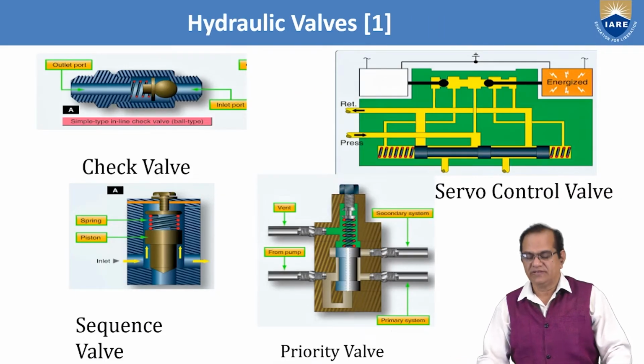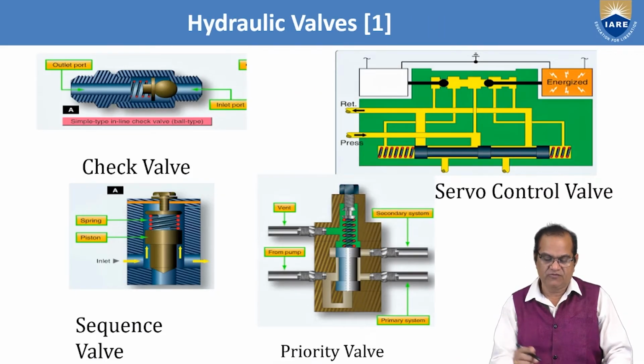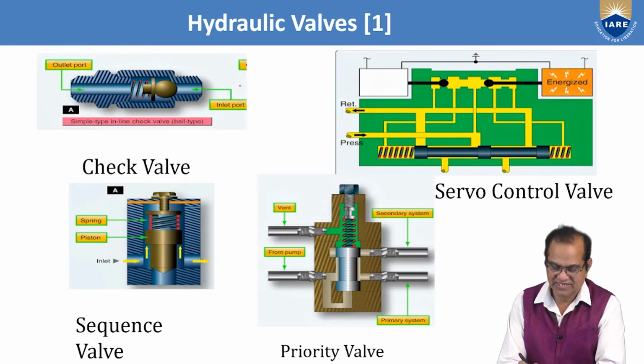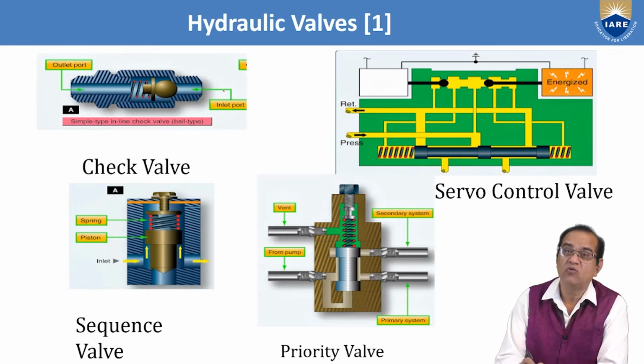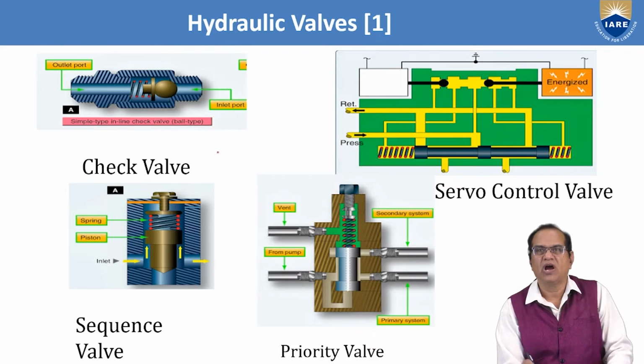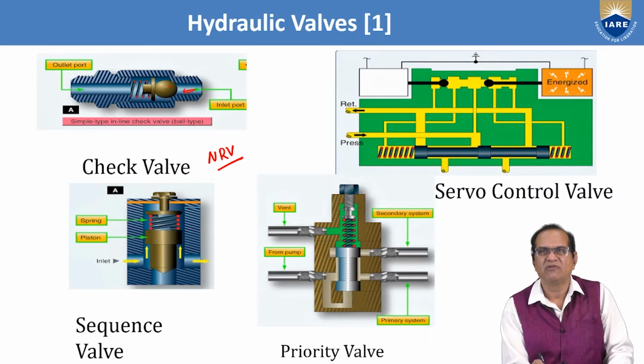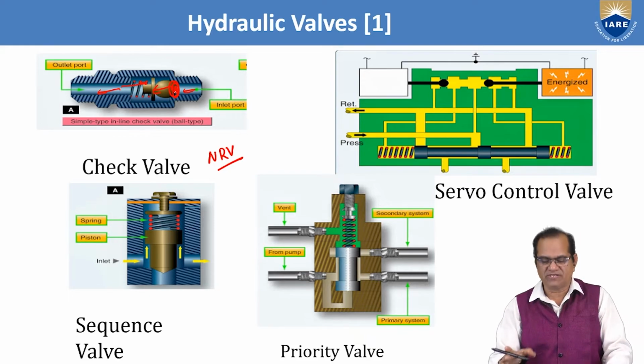Now we have the hydraulic valves. We have the check valve. I told you that the check valve will allow flow in only one direction. It is also called the non-return valve, NRV. So it will go from here, press it and go from here. But if the pressure is low here and high there, it will not go, because it will close this valve. So that is the purpose of this check valve.